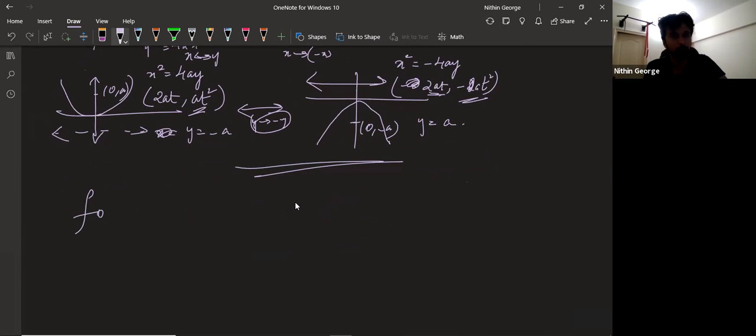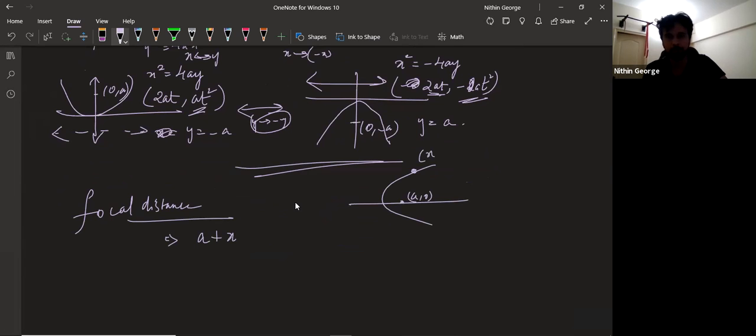Now, next comes focal distance. Okay, this will be equal to a plus x, which is the x coordinate of the point. So you have a point given, and you have to find its distance from the focus a comma 0. So you have some point x comma y given to you on y square equal to 4ax. How do you find focal distance? Simply add that to a. x plus a will be your answer. All right.